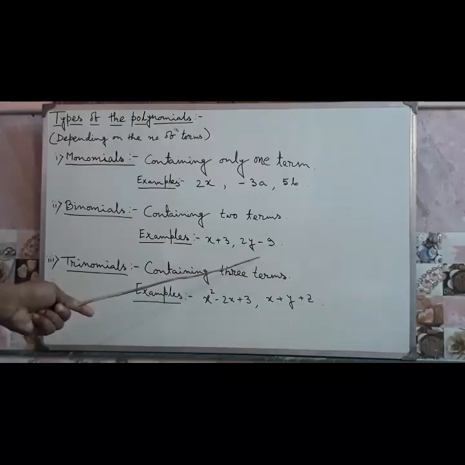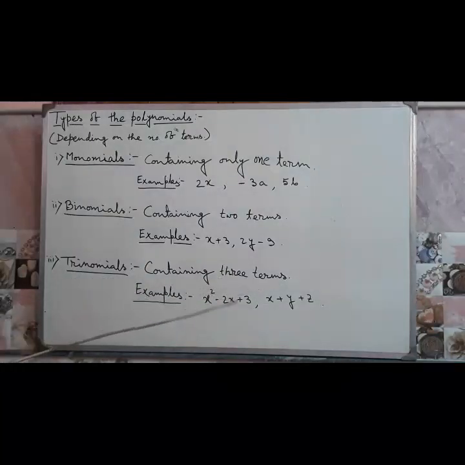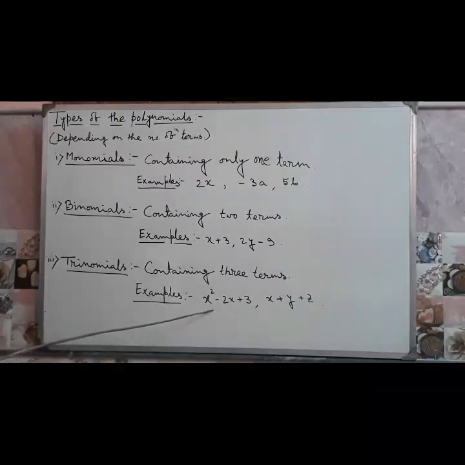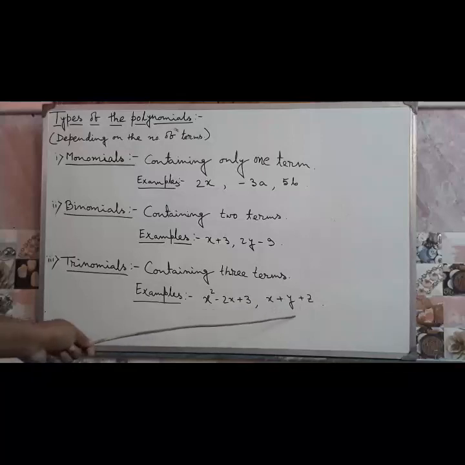So these are binomials. Trinomials are polynomials having three terms, such as x square minus 2x plus 3. x square is a term, 2x is a term and 3 is another term. Another is x plus y plus z. You see, the first is a trinomial having only one variable, and this one, x plus y plus z, is a trinomial having three variables.